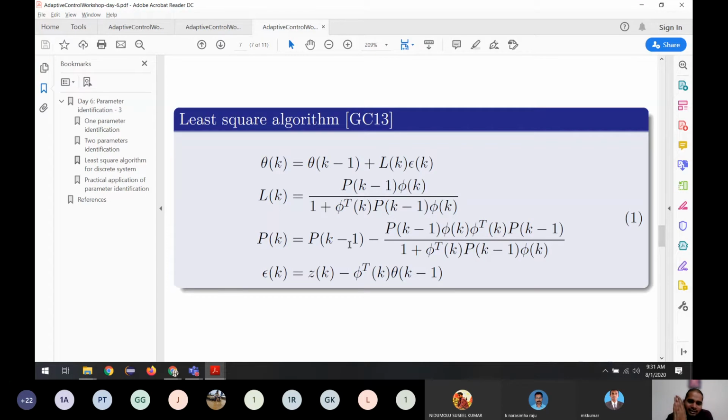So what we are doing at each step: theta k, where k represents the present time and k minus 1 is the past. So theta, the present value, is equal to theta past plus some term called L times epsilon of the present. We call this a difference equation. For continuous time, we have differential equations. For discrete time, we have difference equations.